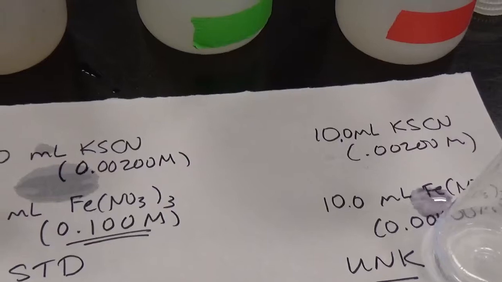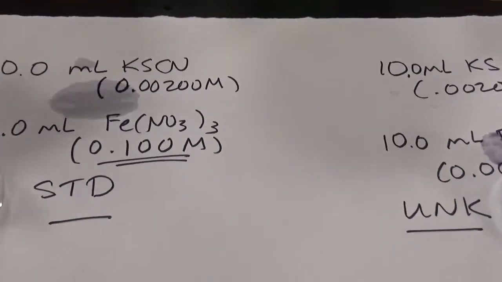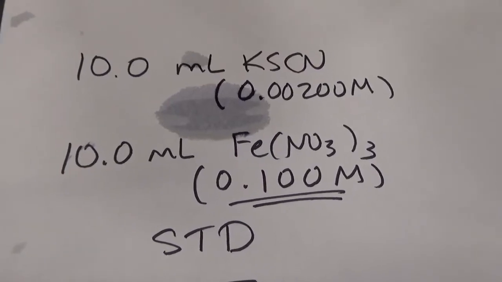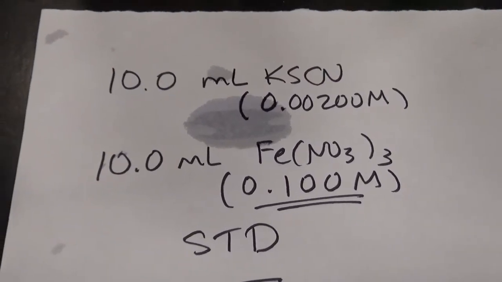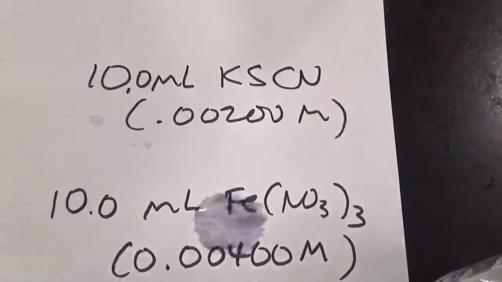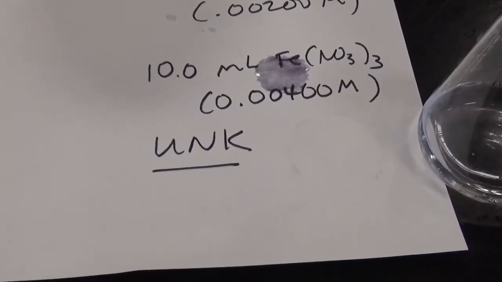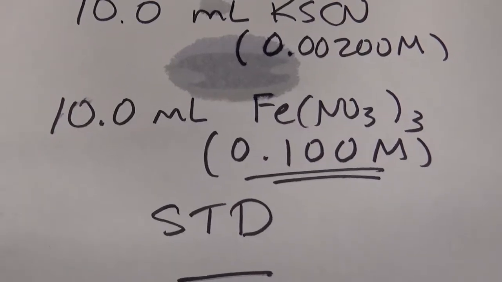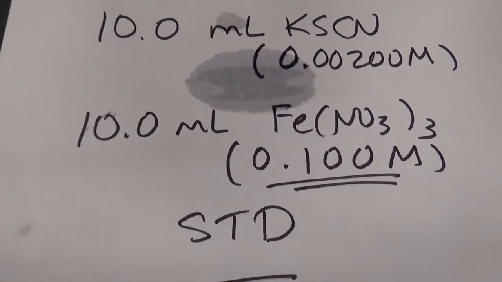So these are the two solutions that must be prepared for part C. Each will have 10 milliliters of the potassium thiocyanate, KSCN, of 0.00200 molar. Here's the other solution I'm going to make. One of them is called the standard, one of them is called the unknown. In the standard, you'll notice there's a much higher concentration of the other reactant, the iron nitrate.